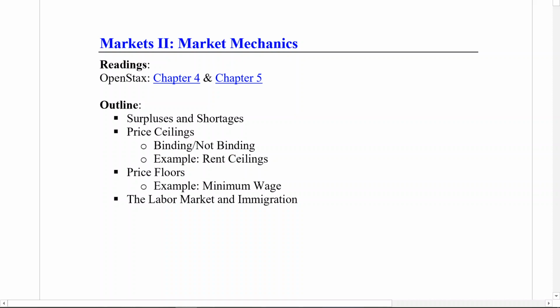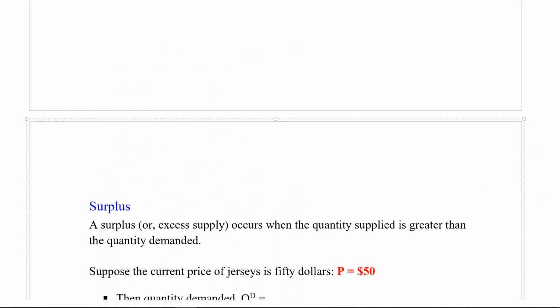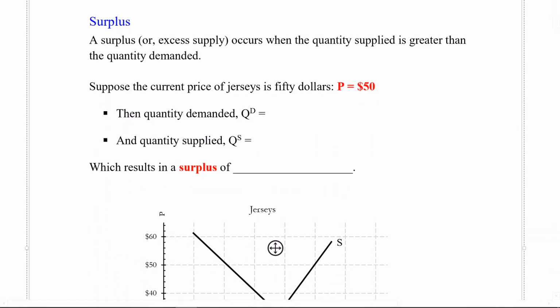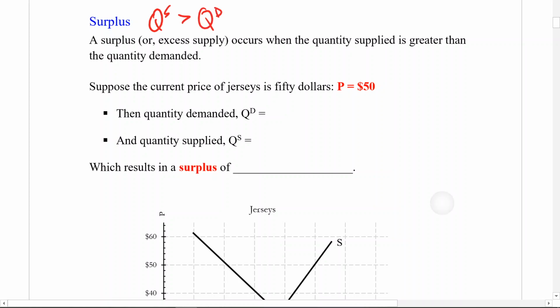We're going to be looking at surpluses and shortages, as well as price ceilings and price floors, and then apply these to the labor market as well as immigration. We're going to start with surpluses. In a surplus, we have excess supply. So the quantity supplied is greater than the quantity demanded.